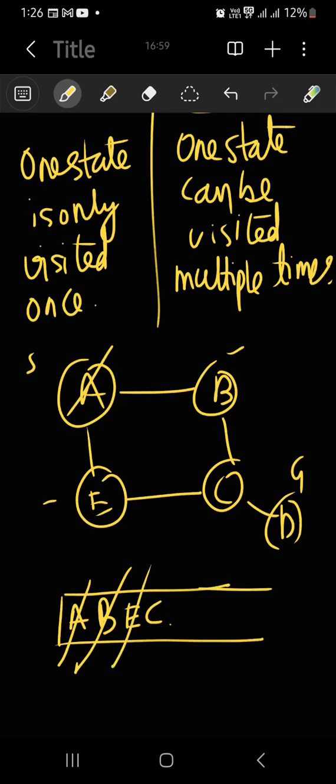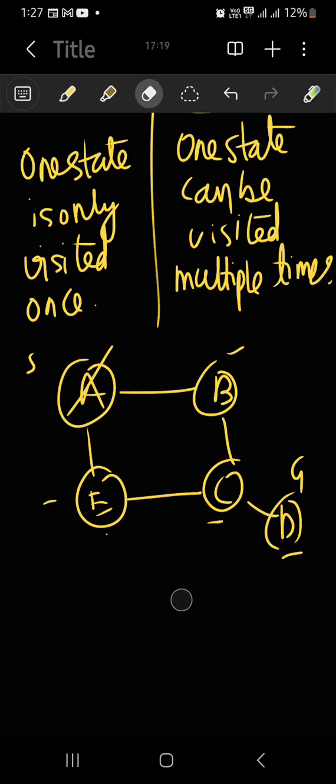Now I am at C. From C, where can I go? I can go to E, but E is already removed. I can go to B, but B is already removed. So the only option is D. So I will go to D. Now I will be removing C, and now I will be encountering D. So D is the goal state. So we have reached it. So see, you can here see that I am visiting every state only once, not more than once, right? So this is graph search.